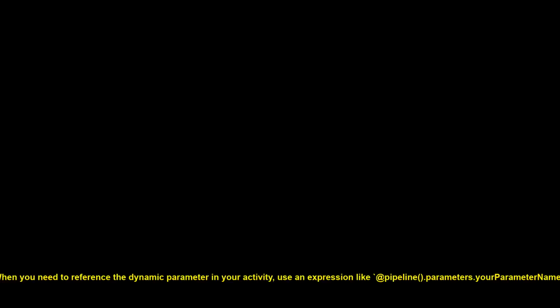Now return to the pipeline canvas and select your next activity. Repeat the process of adding parameters as needed for each activity. When you need to reference the dynamic parameter in your activity, use an expression like @pipeline.parameters.yourParameterName. After setting up your parameters, ensure your activities are linked correctly.